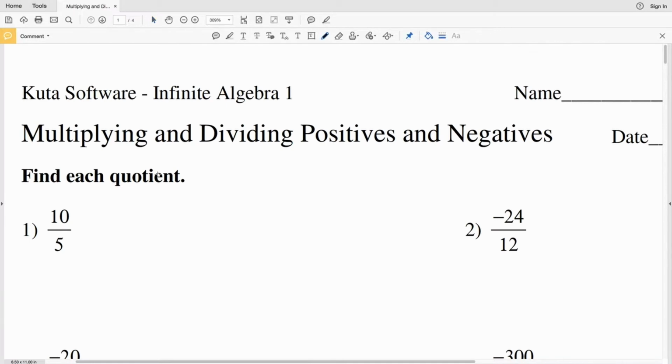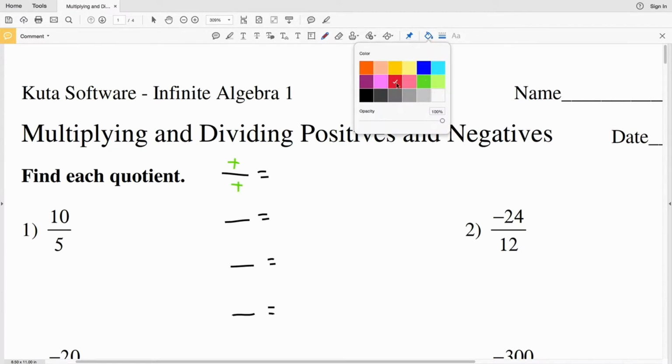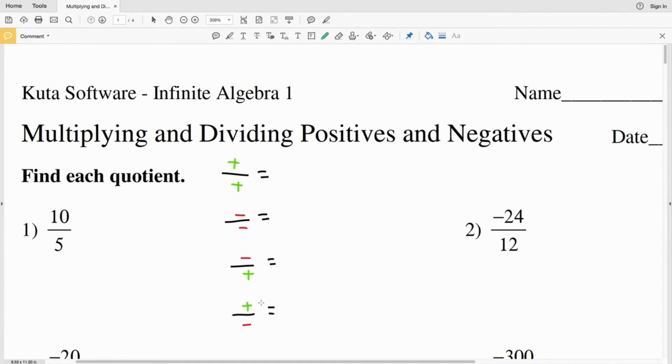So for dividing positive and negative numbers, we have 4 different possibilities. So here are our 4 possibilities. We can have a positive divided by a positive number. We can have a negative divided by a negative, and then we can have a negative divided by a positive, or a positive divided by a negative.